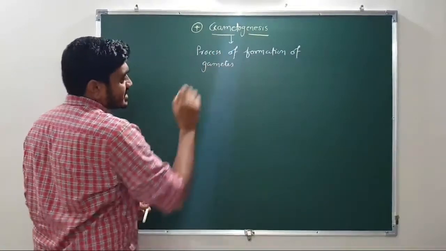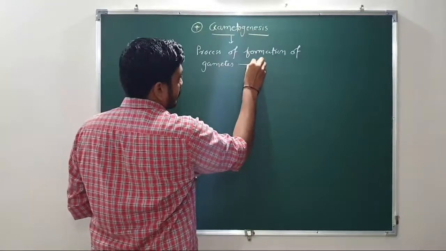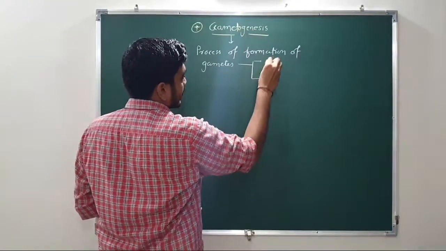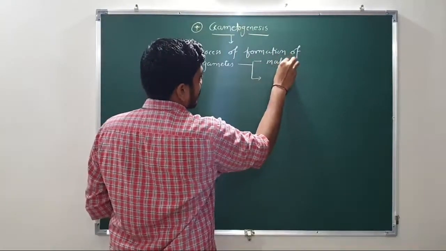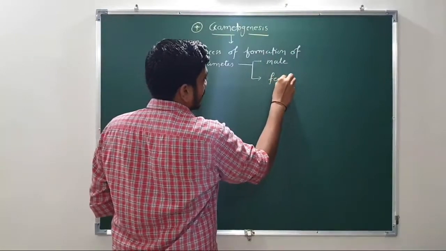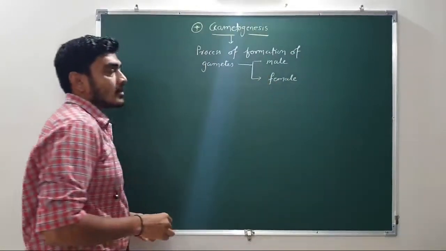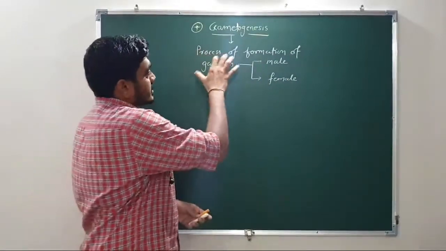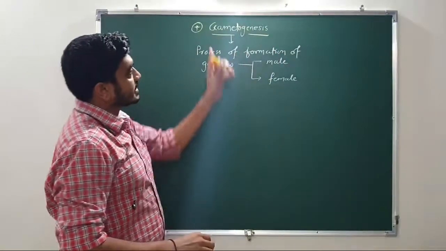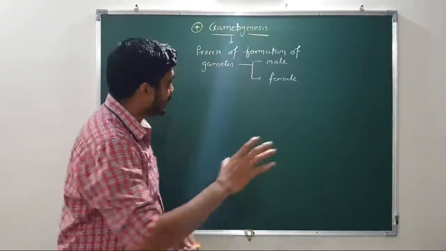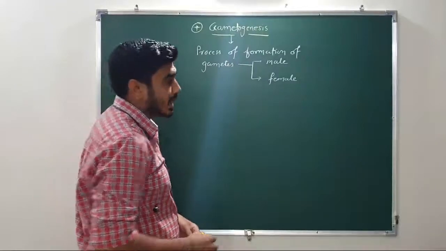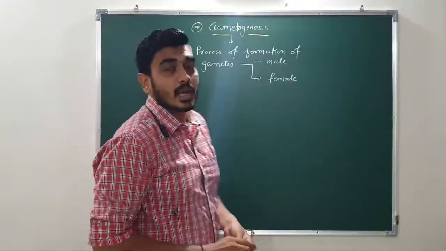Now when we consider gametes, gametes are of two types. Generally we can say that it is male gamete or female gamete, right? So the process of formation of gametes is known as gametogenesis, and here the gametes are of two distinct types, that is male gamete and female gamete.